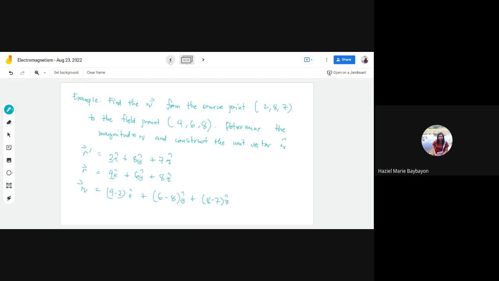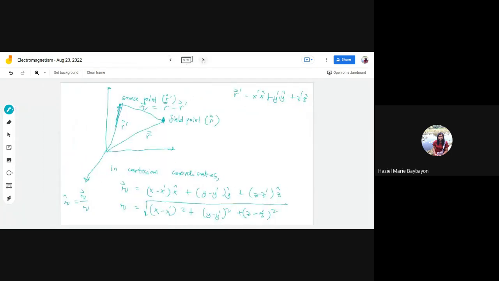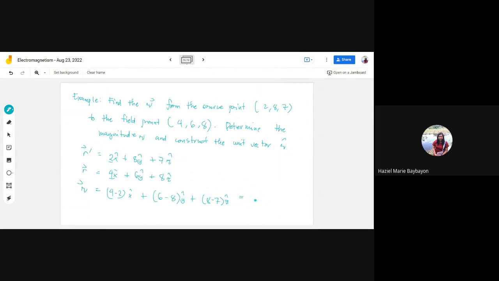So we can simplify this as 2x hat minus 2y hat, and for 8 minus 7, it is 1. A student pointed out that it is positive since 8 minus 7 is positive 1. Thank you, Cherry. So the separation vector is 2x hat minus 2y hat plus z hat.